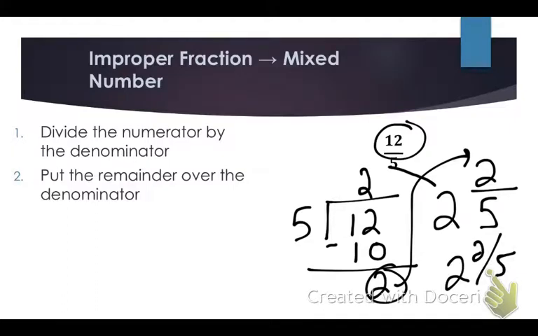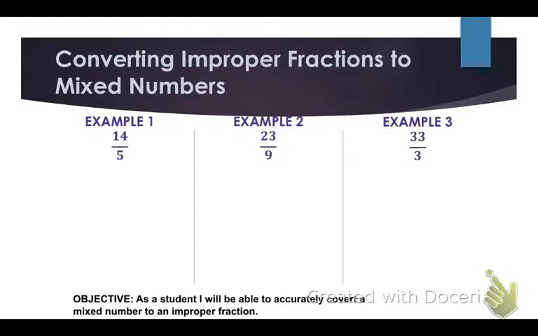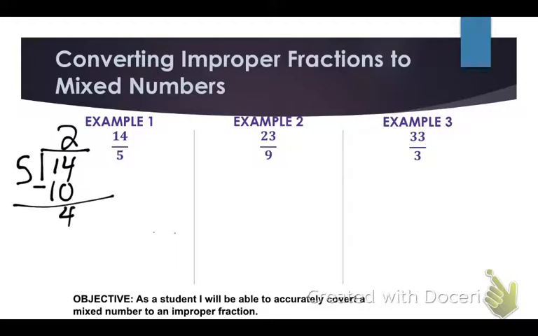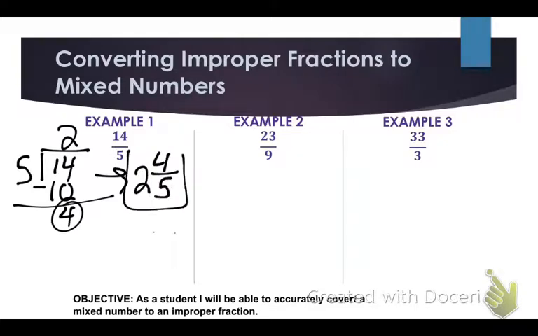We're going to show you 3 more. Here we go. Example number 1, 14 over 5. Remember, all you do is divide. The top number goes inside the box. So we're going to go ahead and draw our box, put the top number in it. 5 goes into 14 how many times? Well, it goes in 2 times. So you're going to put the 2 over there. 2 times 5 is 10. Subtract, you're going to get 4. The answer is then 2. The 4 becomes the numerator. The 5 is your denominator, just like it was in the beginning.